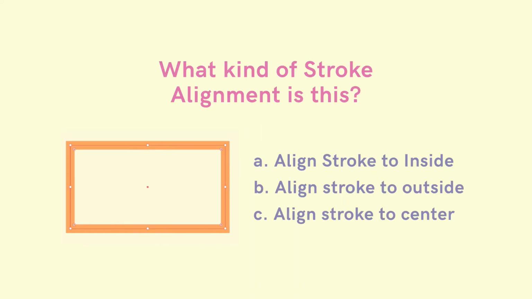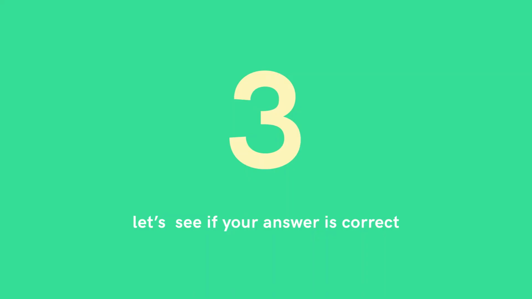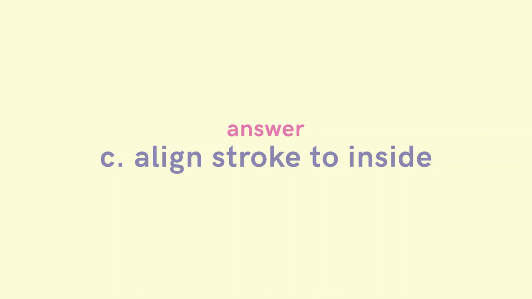And last question, what kind of stroke alignment is this? A. Align stroke to inside. B. Align stroke to outside. C. Align stroke to center. The answer is A. Align stroke to inside.